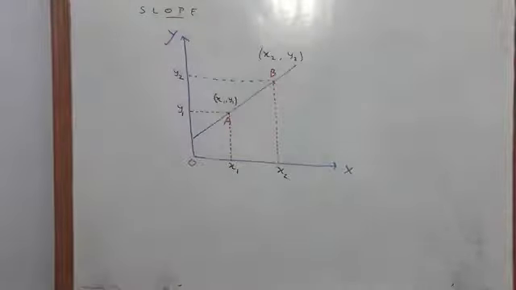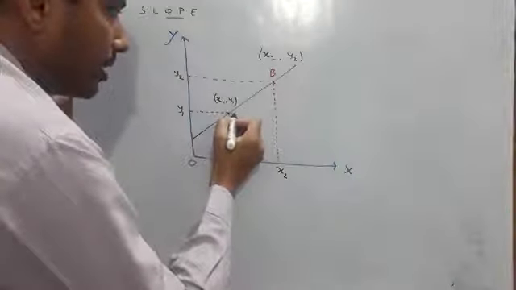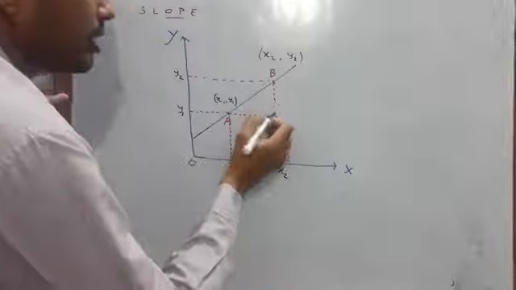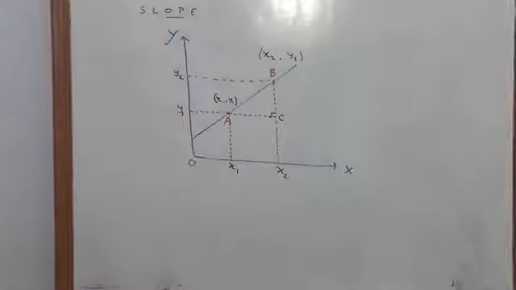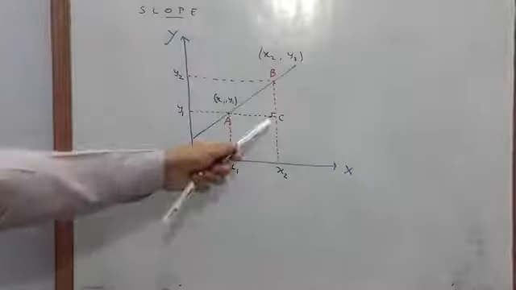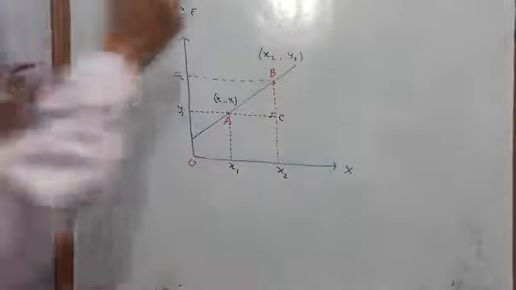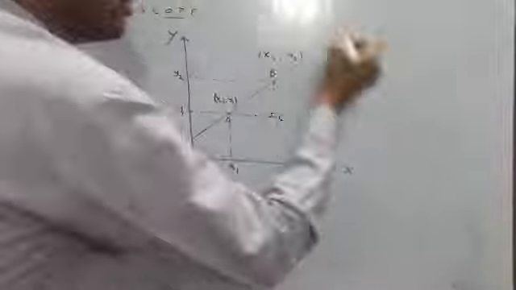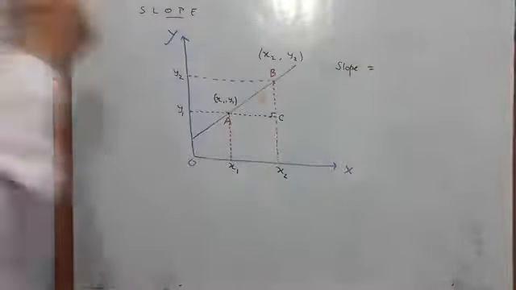To find slope, what we do? We complete this triangle, which is right angle. This is right angle triangle and we name this point as C. See the triangle ABC carefully. It is a right angle triangle and angle C is how much? That is 90 degree. Now slope, how do we define? Slope is equal to, in that triangle ABC, we divide BC by AC.